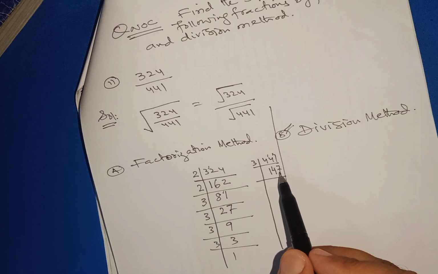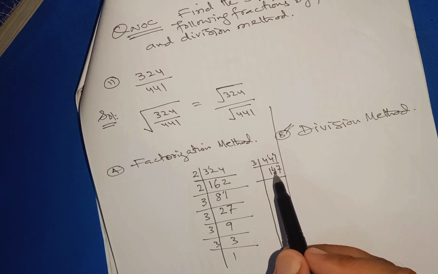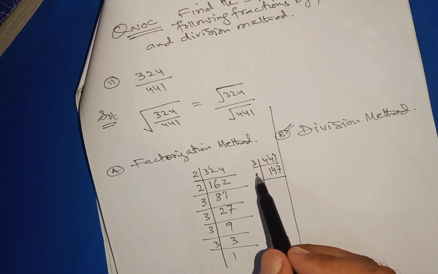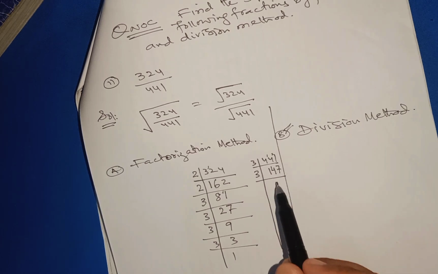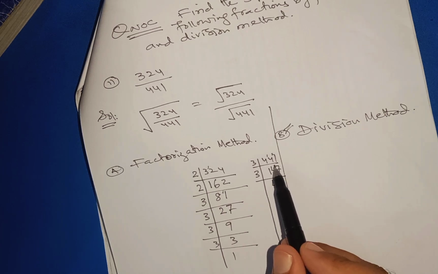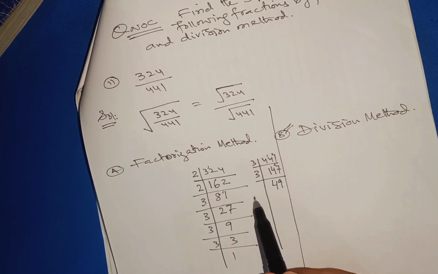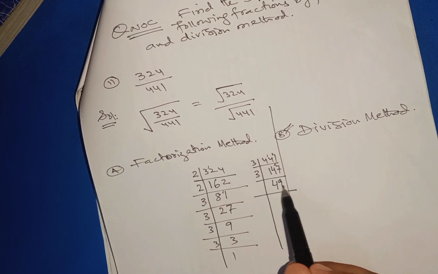We're having 147. So what table can we read on this number 147? I think 3. Yes, we can read the table of 3. 4 3s are 12, and we are left with 2. We will write 2 here. It's 27 now. 9 3s are 27. So now we are left with 49.